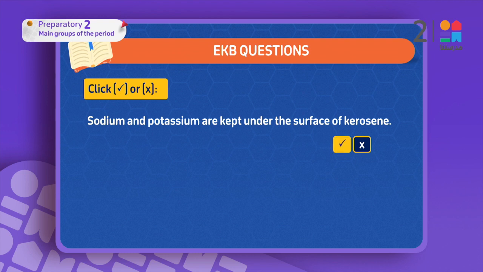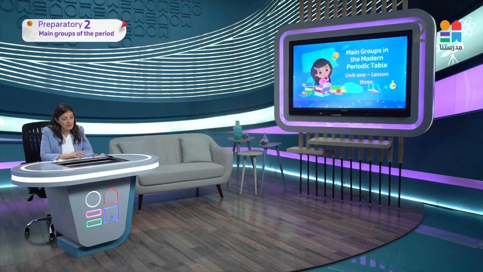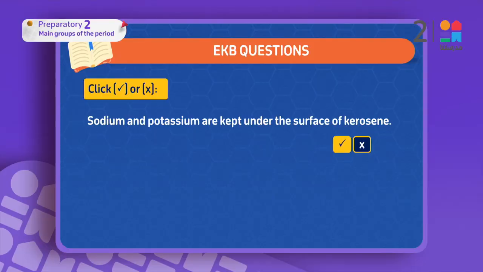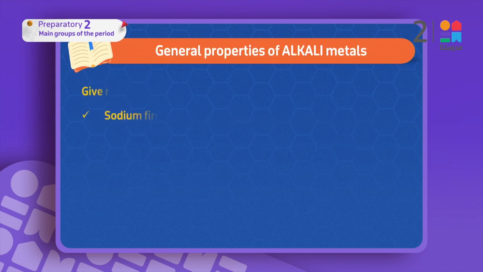Yes, it's right. Why do you think this? Because we said before that they are very active metals, so they are kept under kerosene or paraffin oil to protect them from the reaction with moisture in air.